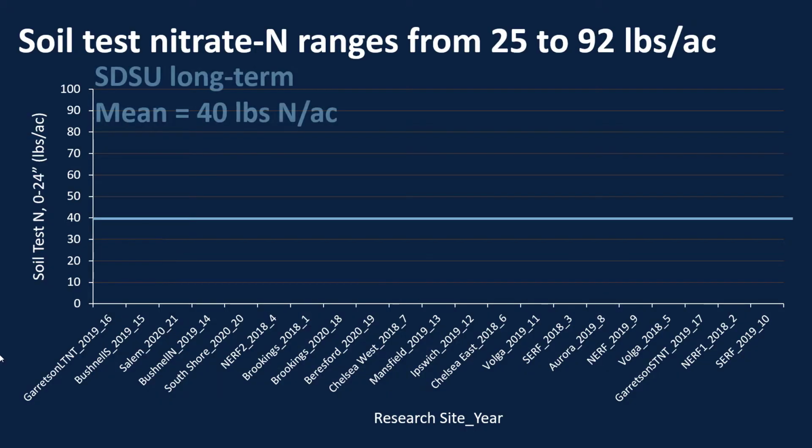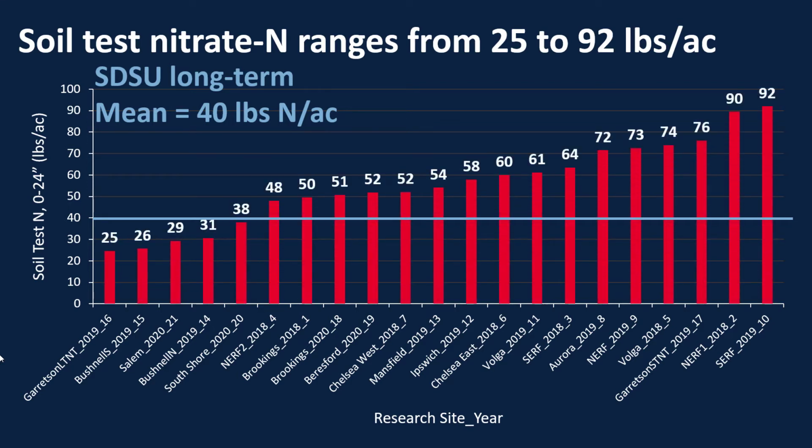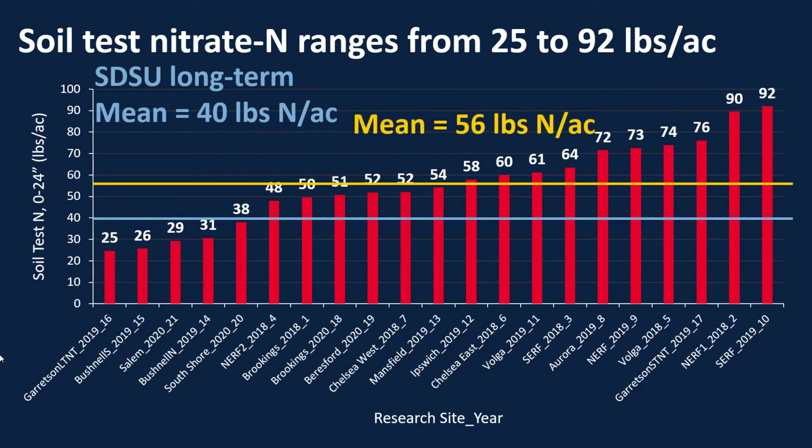In these sites here, the SDSU long-term mean, if you don't take a soil sample, put 40 pounds of nitrogen per acre, is on this blue line. And these red lines are what we actually saw in each of these fields, which had quite a high range, 25 to 92 pounds per acre. And if we look at the mean of these sites, we actually see an increase from that 40 to actually around 56 pounds of nitrogen per acre.